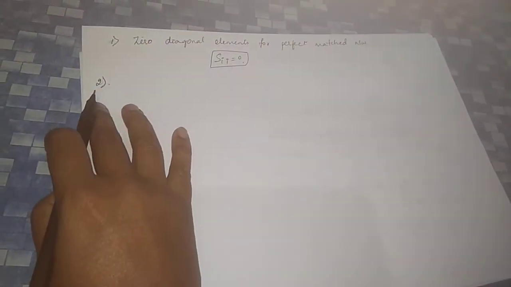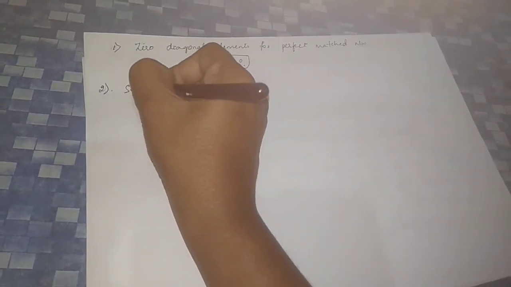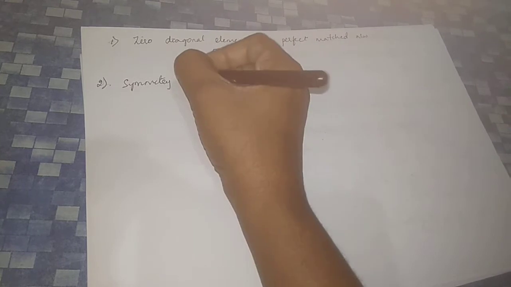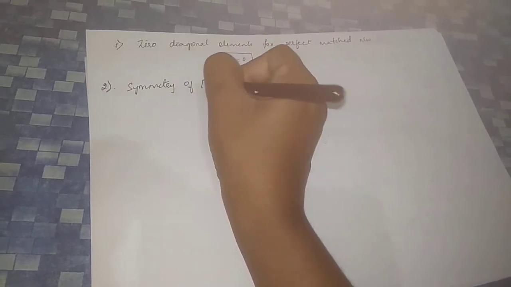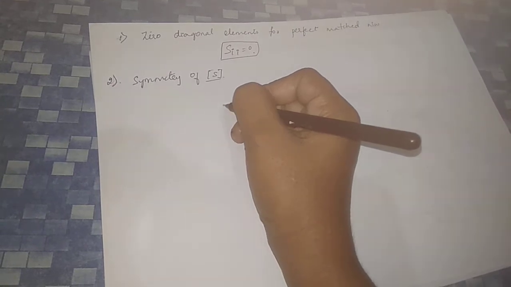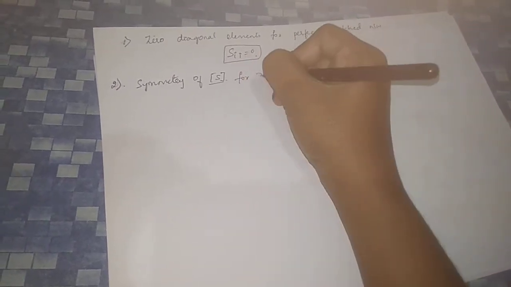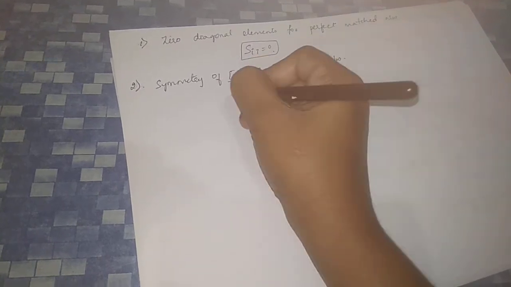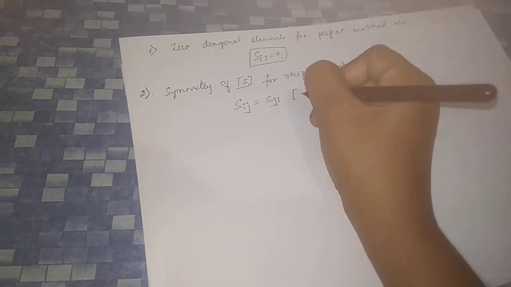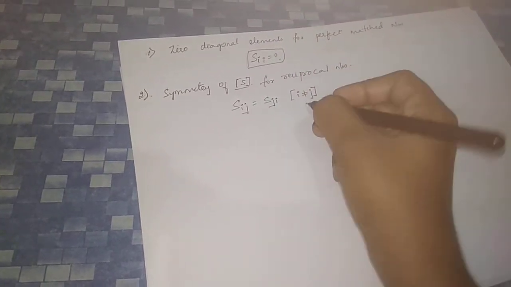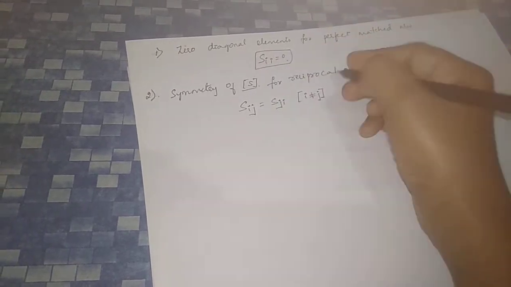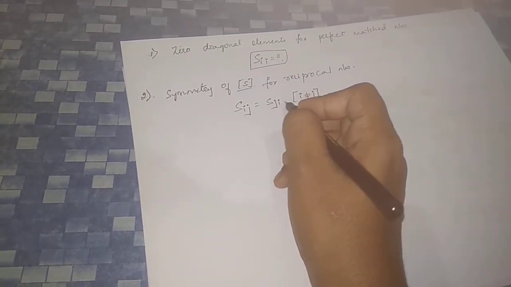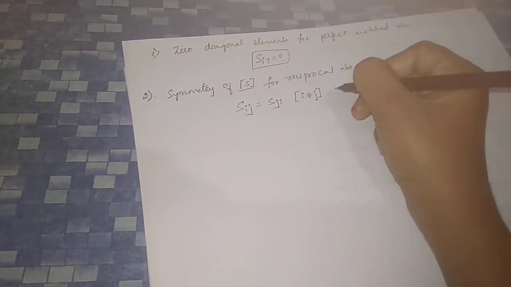The second property is symmetry of S. We are considering here symmetry of the S matrix for a reciprocal network. That is, you can write it as Sij is equal to Sji, where i is not equal to j. If you consider i equal to j, then it becomes a diagonal element. So Sij will be equal to Sji, where i is not equal to j.